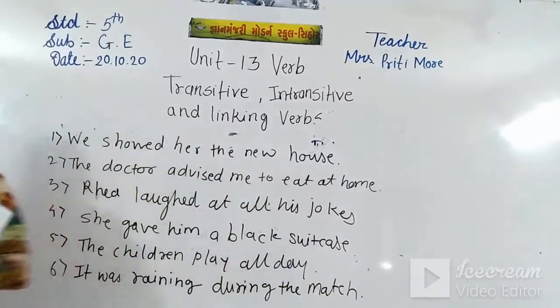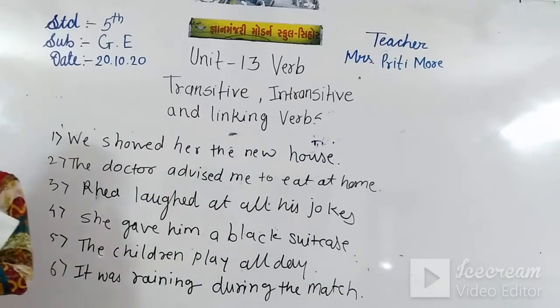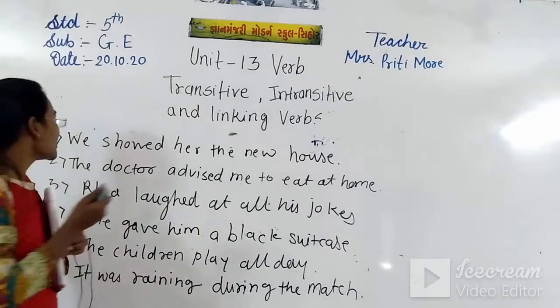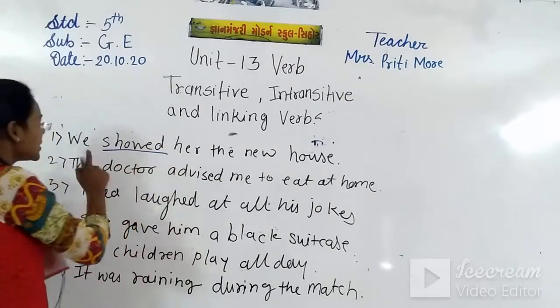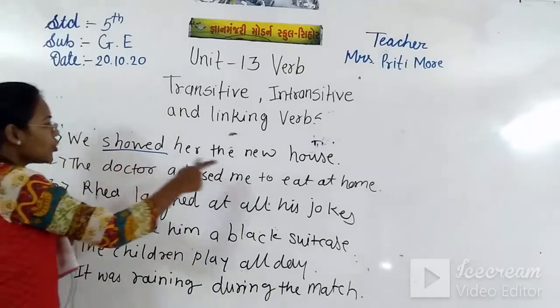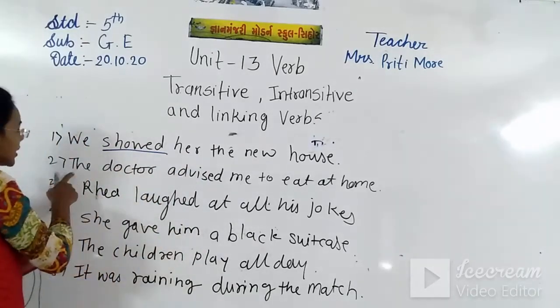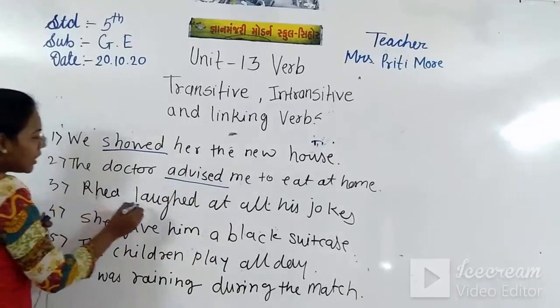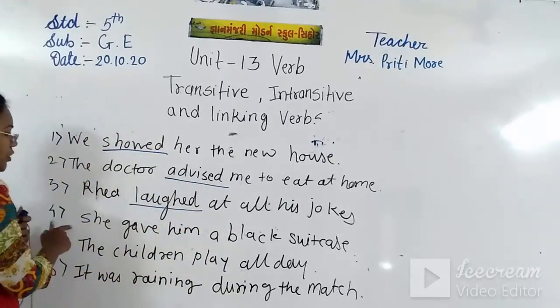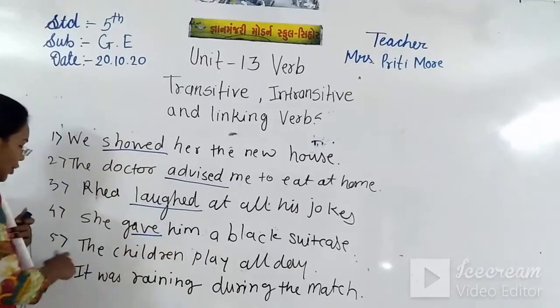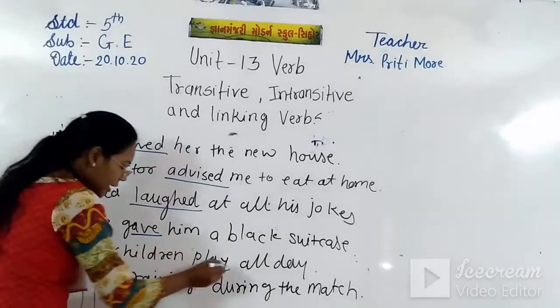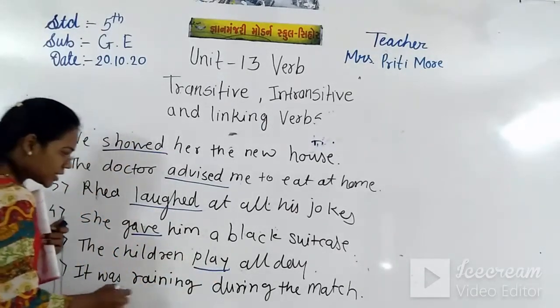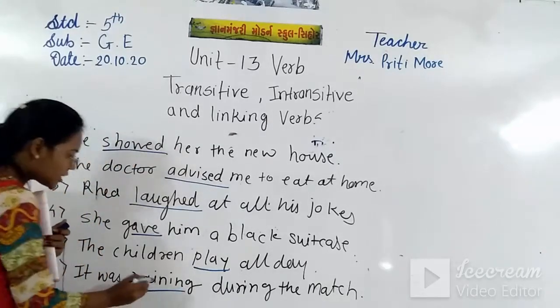So what we have to do first in this sentence is we have to underline the verb. So the verb is in the first sentence showed, we showed her the new house. In the second, the doctor advised is the verb. In the third, laughed is the verb. In the fourth, gave is the verb. In fifth, play is the verb. And in the sixth, raining is the verb.